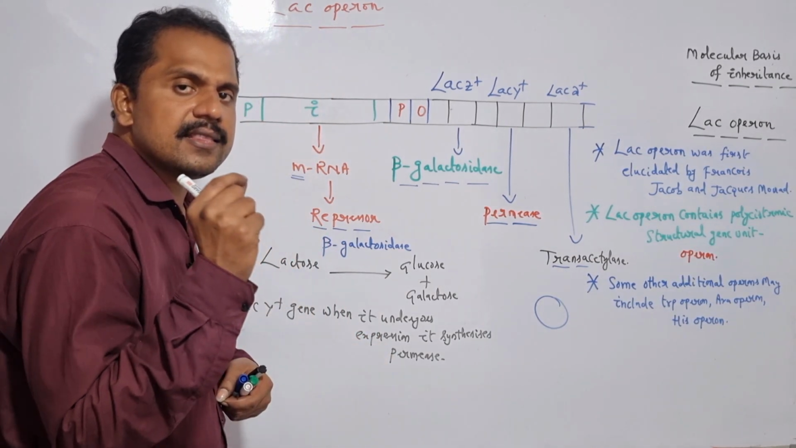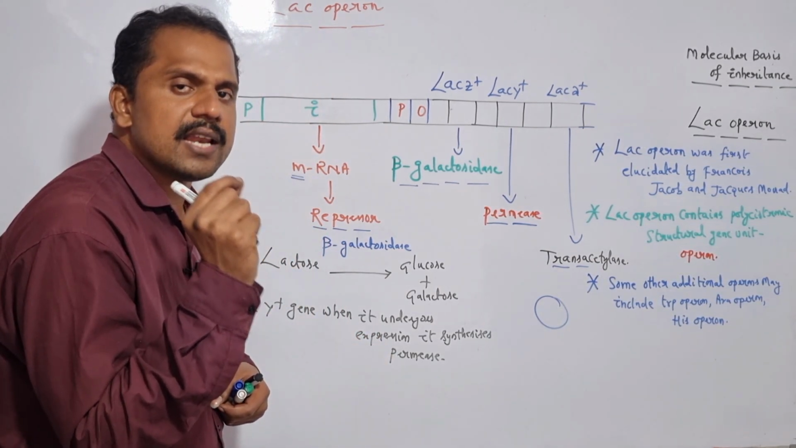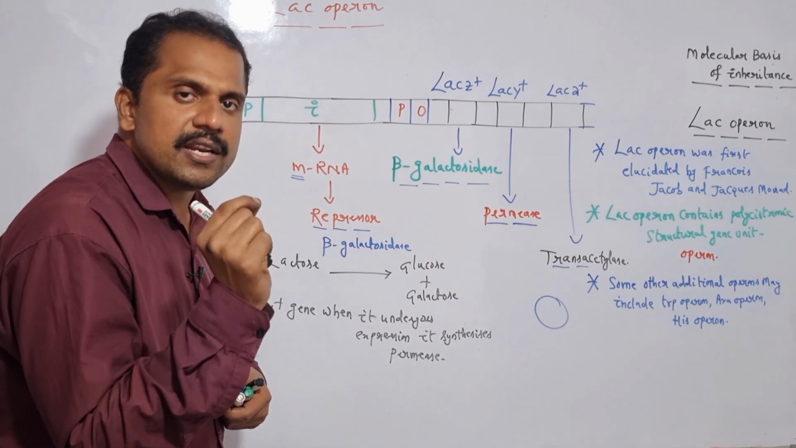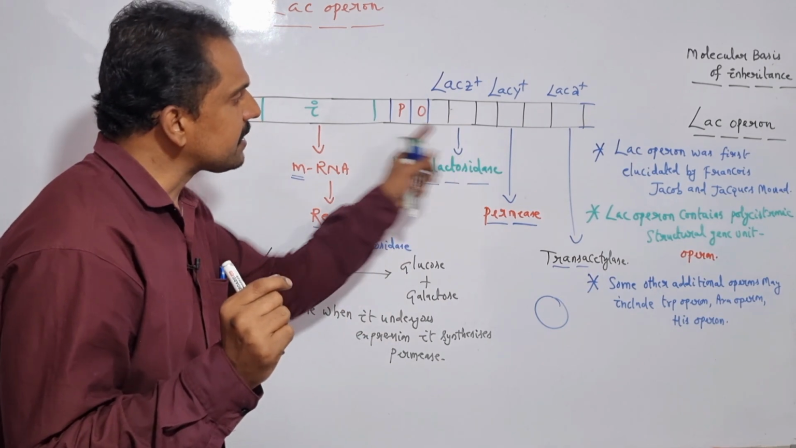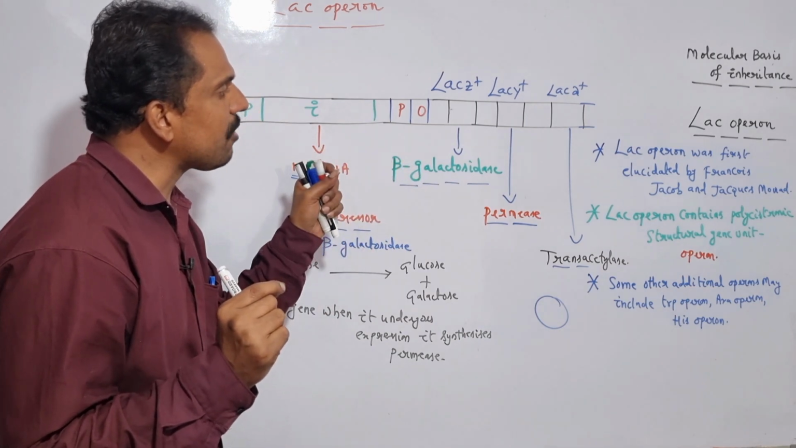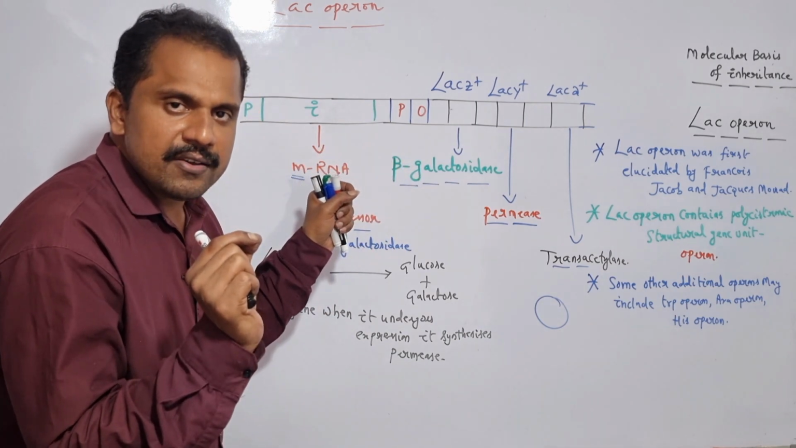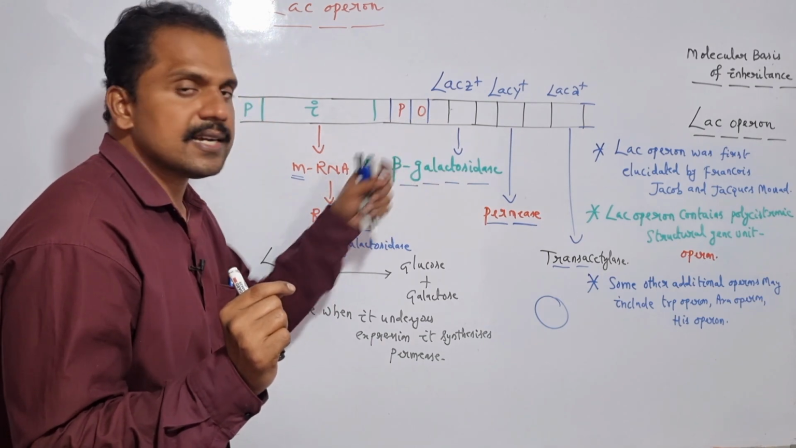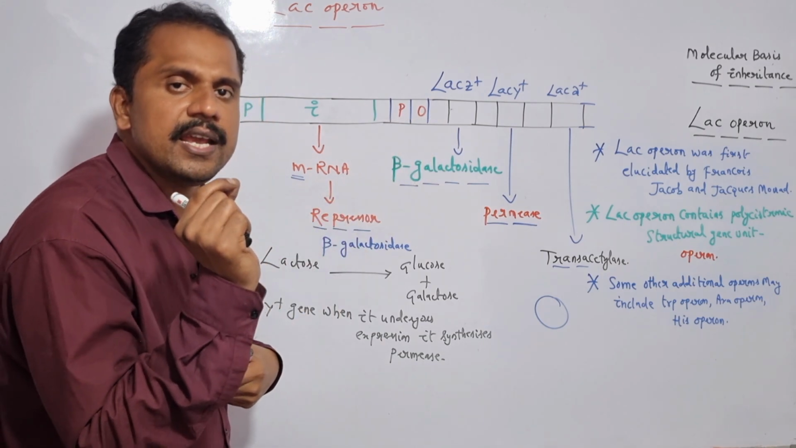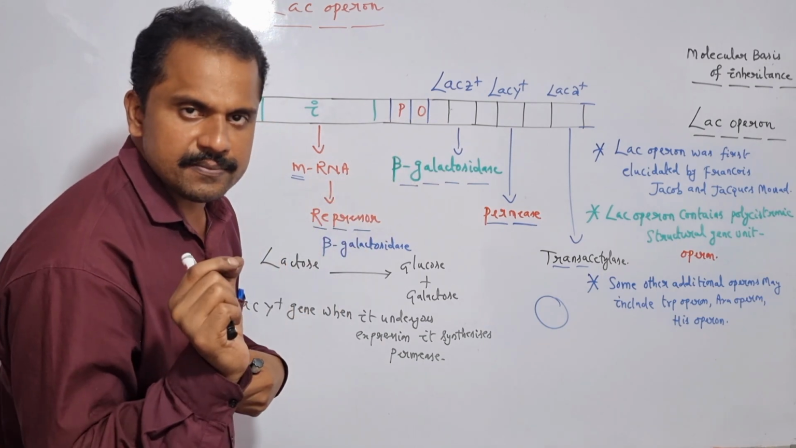So here all the three structural genes which are a part of the LAC operon, they get successfully regulated in a coordinated pathway. Is it clear? And here all these three structural genes play an important role in regulating the lactose metabolism.